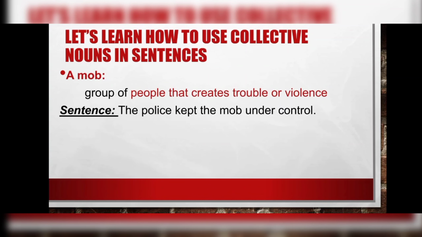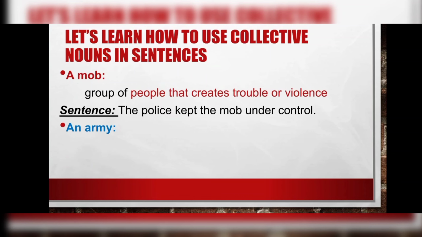How can we use it in our sentence? The police kept the mob under control. Here you are not saying that there were so many people who were creating trouble or violence and the police came there to control them. Simply with your advanced level of language competence, you have written: the police kept the mob under control. So collective nouns give us an idea of how things come in a collection, as one whole.